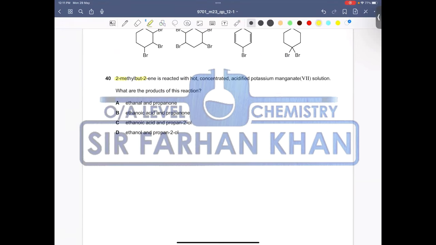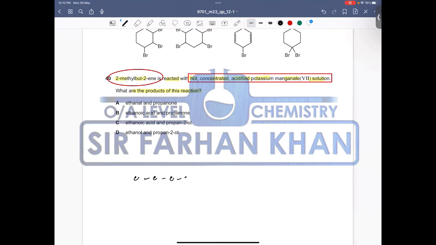2-methylbutene is reacted with hot concentrated acidified potassium manganate(VII) solution. What are the products of this reaction? Hot concentrated KMnO4 reaction. So let's draw the structure of 2-methylbutene. Butene: 1, 2, 3, 4 carbon atoms, and 2-ene means the second carbon atom has a double bond. 2-methyl means this carbon has CH3. This carbon has also CH3. This carbon has CH and this carbon has CH3.